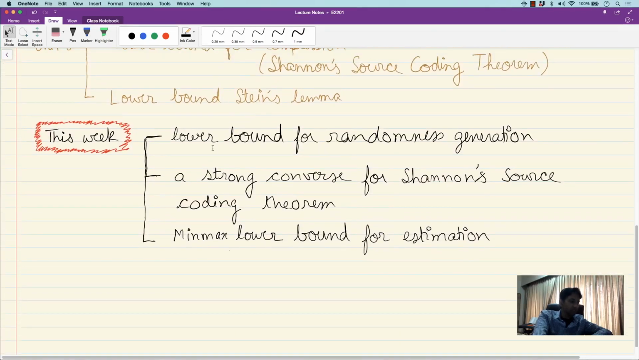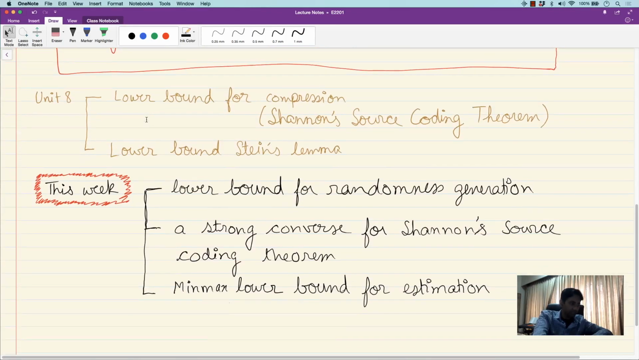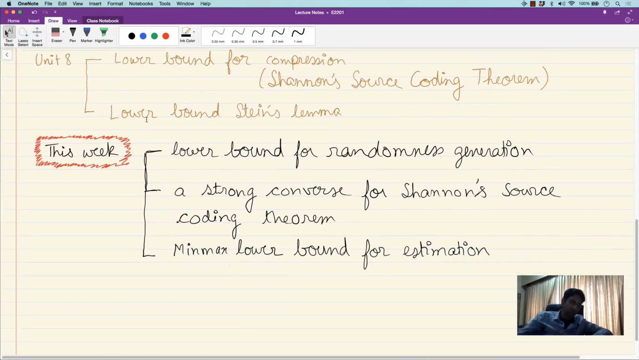This week, I'll do three things. First, in this unit 8, I'll also cover a subsequent unit 9, at least partially this week. What remains to be done in unit 8, and which we'll do this week, is we'll derive a lower bound for randomness generation. Then we'll derive a strong converse for Shannon source coding theorem. The converse result, the matching lower bound that we derived earlier, is sort of a weaker form of converse result. We'll derive a stronger form of this result, and such results are called strong converse results.